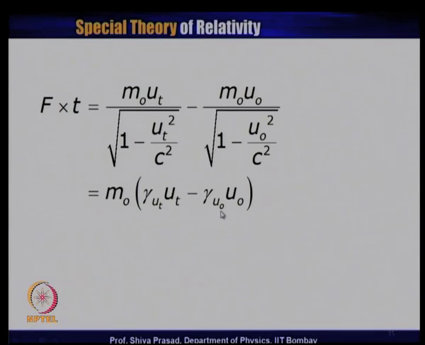For the first case, I am starting with 0 initial velocity, so this term is 0, and all I have to do is take gamma ut multiplied by ut. Ut is 0.2c for the first case. So what I have to find out is the gamma corresponding to a speed of 0.2c. It means I will take 1 upon under root 1 minus 0.2 square, substitute in this expression and obtain the time taken. Of course, this time will be this whole quantity divided by force, but as I said, I want the answer in terms of both m naught and the force.